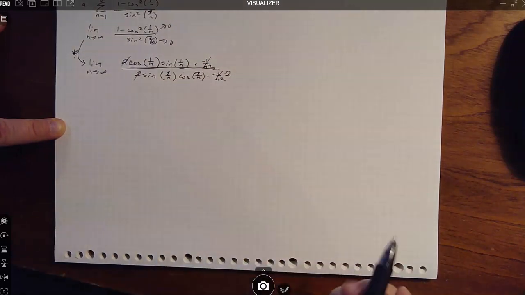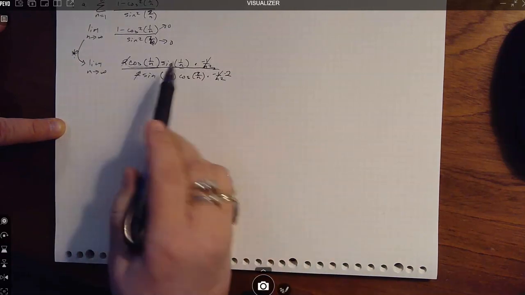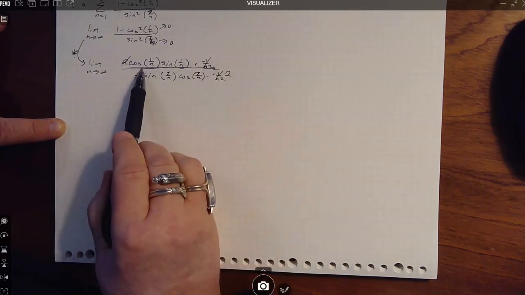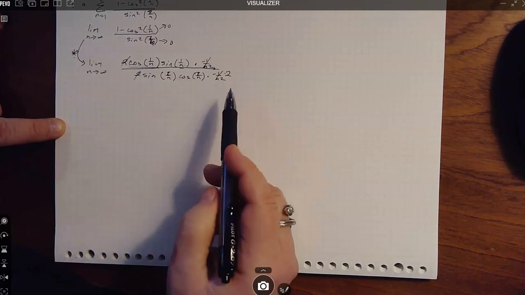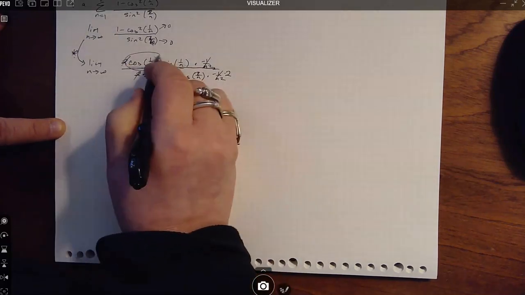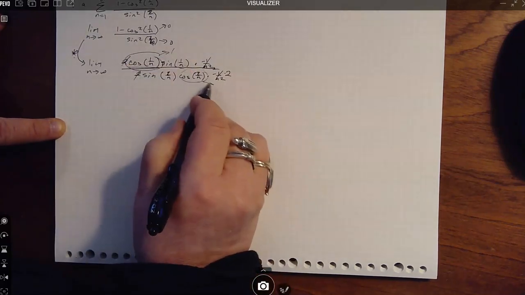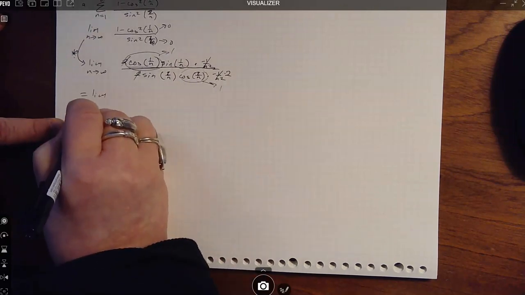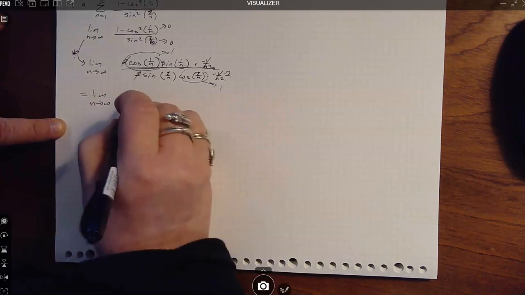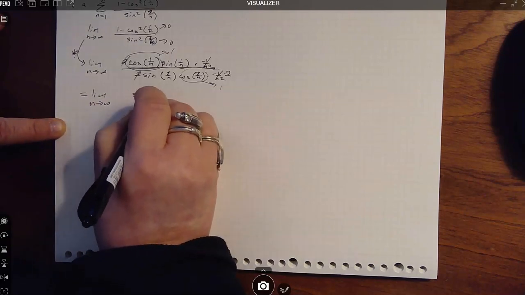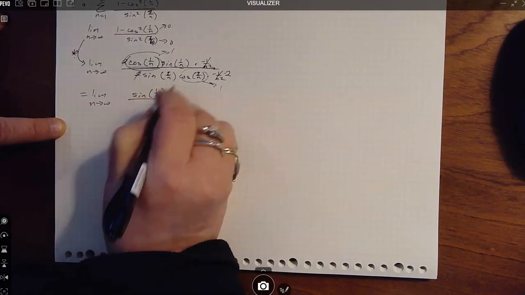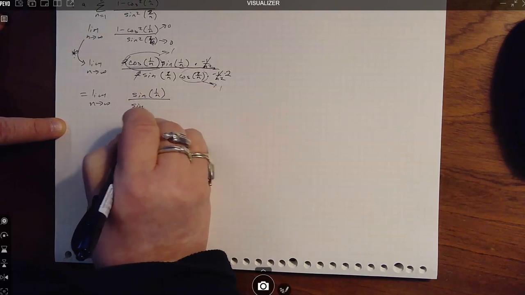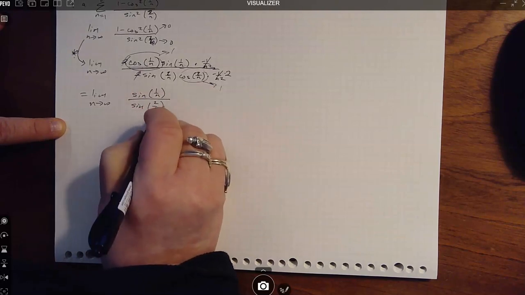Okay. Now, it's still 0 over 0, but cosine goes to 1. So I can actually get rid of those. I can say, okay, this goes to 1. This guy goes to 1. So this limit is the same. On top, I'm just left with sine of 1 over n. On bottom, I'm left with sine of 2 over n times 2.